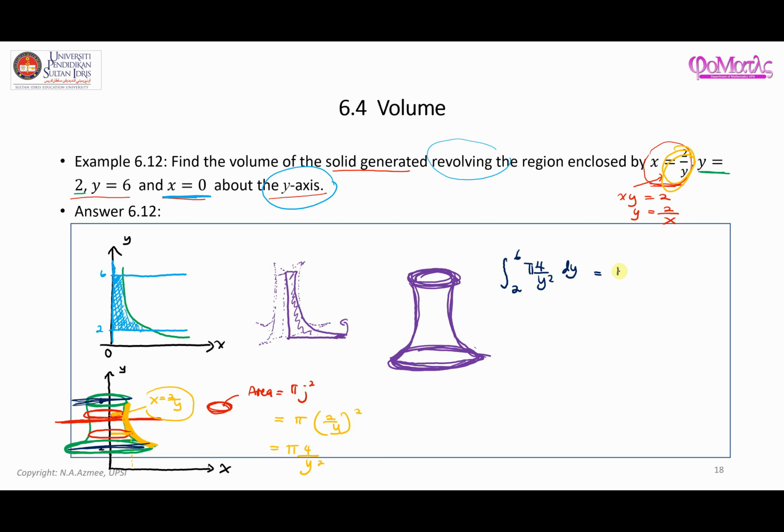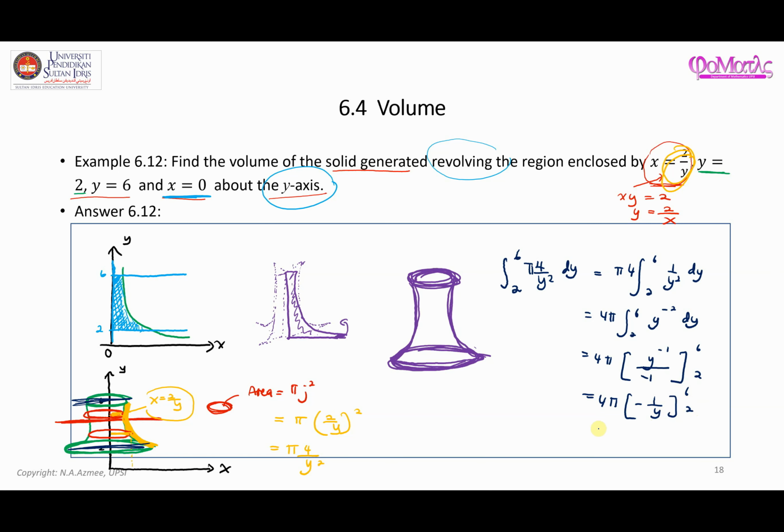Next, pi and 4 are constants, we can take them out. This is the integral from 2 to 6 of 1 over y squared dy, and if you want you can write it in terms of y to the power of -2 dy, and if you integrate that you will get y to the -1 over -1, from 2 to 6. Okay, next that becomes 4 pi times -1 over y, from 2 to 6, and you can substitute these values accordingly, so that will be 4 pi times (-1 over 6 minus -1 over 2), and minus -1 over 2 is going to be +1 over 2. So this one is going to be equal to 4 pi over 3.